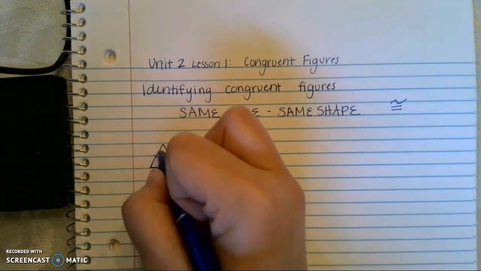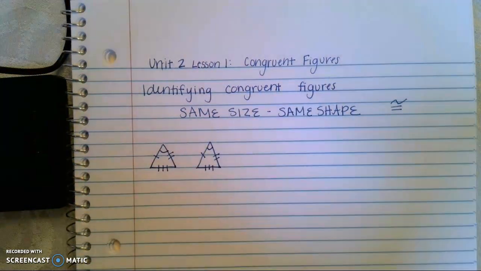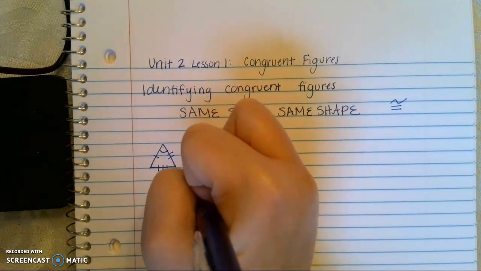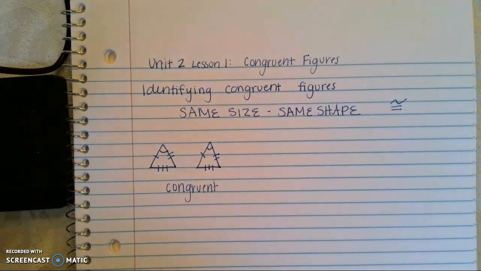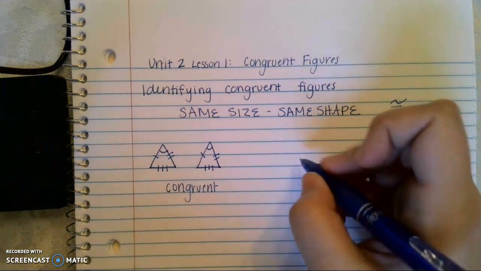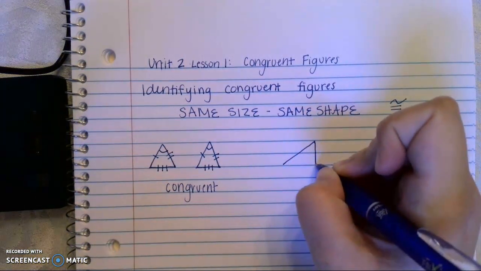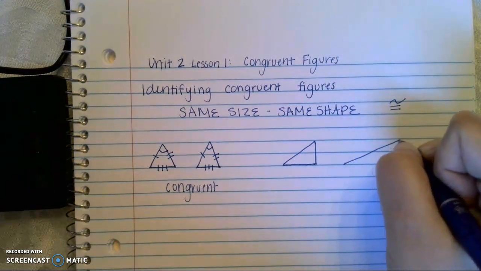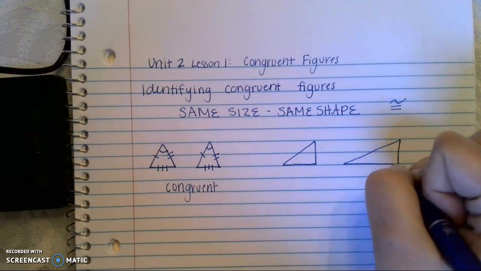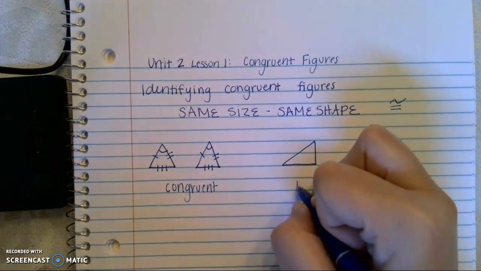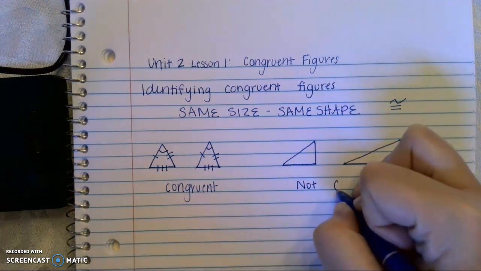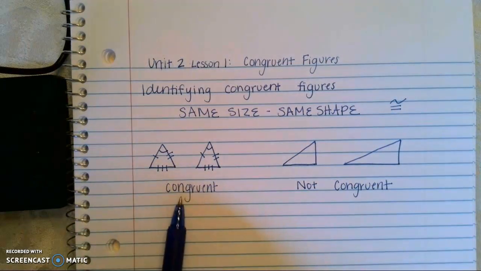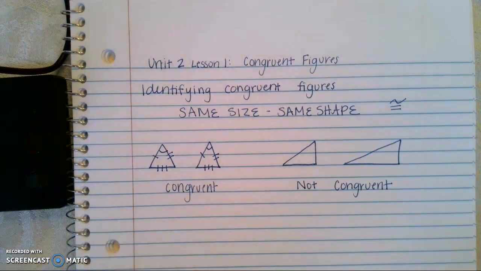You do the same thing with angles on the inside. You just do a little swoop to tell me that those two are the same size. Okay, so these are congruent. Same size, same shape, congruent. On the other side, we're going to draw two triangles that are not congruent. Doesn't have to be a triangle. I just chose triangles for today. As you can see, one of these is definitely bigger than the other one, so these are just not congruent. Remember, congruent, same size, same shape, and this is our symbol for congruency.